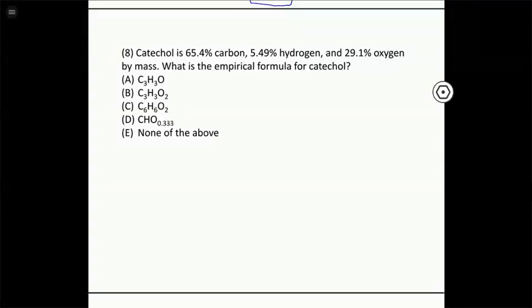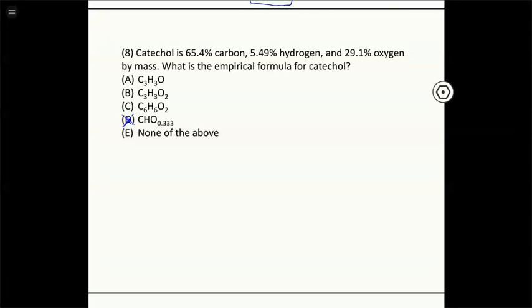So remember, the empirical formula is the lowest whole number ratio of moles of each element in the compound, and they should all be whole numbers. So right away we can eliminate choice D because they all have to be whole numbers, and choice D has a subscript of 0.333 on oxygen. So that one's not even going to be a valid answer, but the rest of these we have to figure out what's the correct answer.